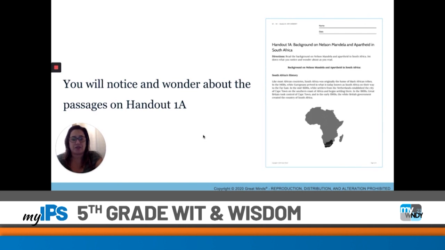South Africa's history. Like most African countries, South Africa was originally the home of Black African tribes. In the 1400s, white Europeans arrived in what is today known as South Africa on their way to the Far East. In the mid-1600s, white settlers from the Netherlands established the city of Cape Town on the southern coast of Africa and began settling there. In the 1800s, Great Britain took over control of Cape Town, and in the early 1900s, the white British government created the country of South Africa.